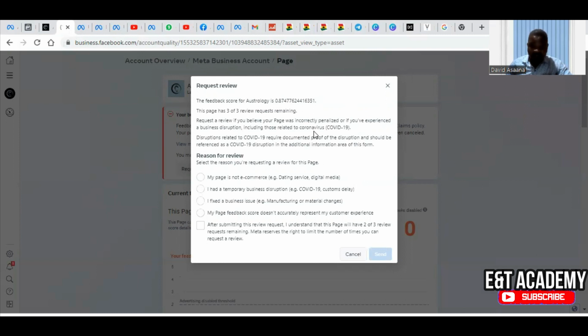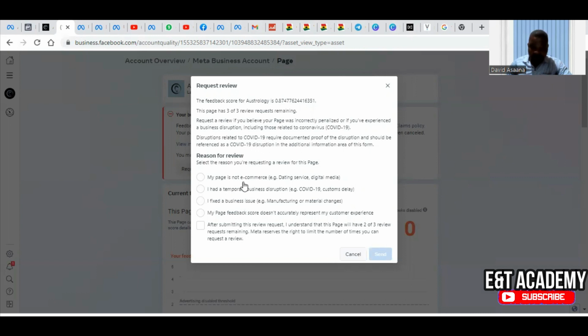Disruptions related to COVID-19 require documented proof of the disruption and should be referenced as COVID-19 disruption in the additional information area of this form. So this has to do with if you delayed in shipping, in delivering the product. If whatever caused the delay in the shipment was a result of that, you can provide that reason.